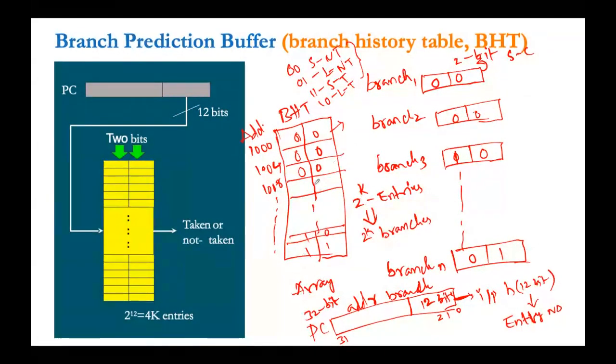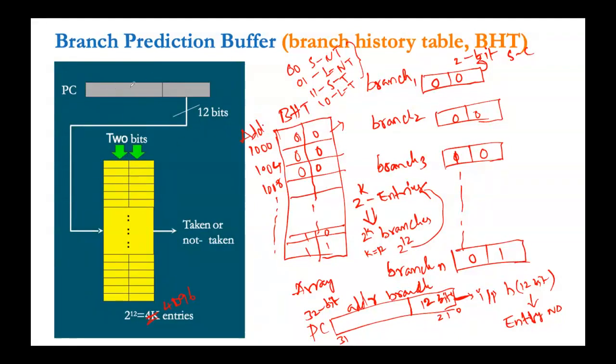In practice, this is very limited. In this case, 12 bits are taken. So when k is equal to 12, there will be 2 to the power of 12 entries, which gives you 4096 entries.